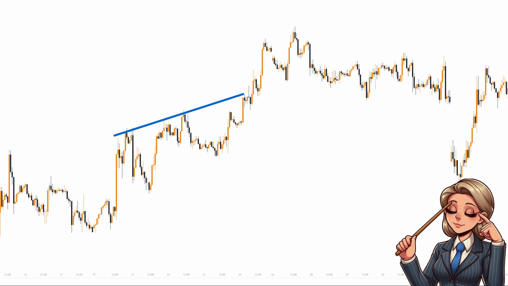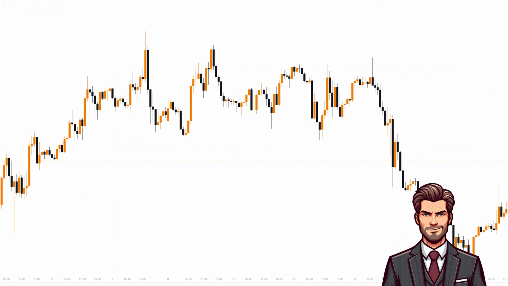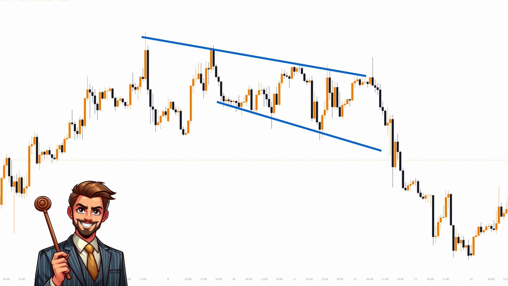This is how to draw trend lines. No, this is how to draw trend lines. Funny goons, this is how to draw trend lines. Give me that. This is how to draw trend lines.